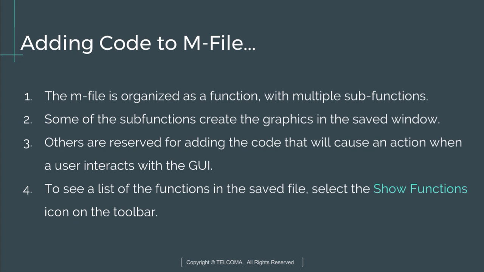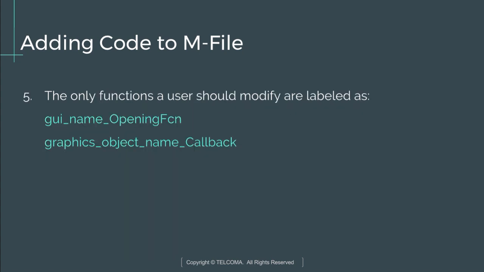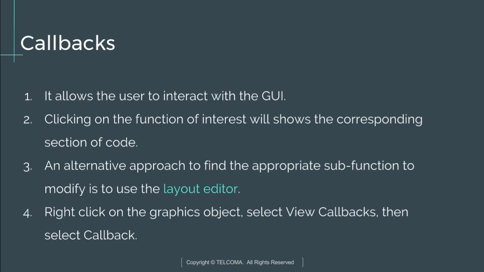Next is adding code to the M-file. The M-file is organized as a function with multiple subfunctions. Some of the subfunctions create the graphics in the saved window. Others are reserved for adding the code that will cause an action when a user interacts with the graphical user interface, that is GUI. To see a list of the functions in the saved file, select the Show Functions icon on the toolbar. The only functions a user should modify are labeled as GUI name opening function and graphics object name callback.